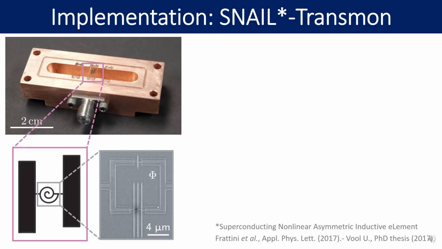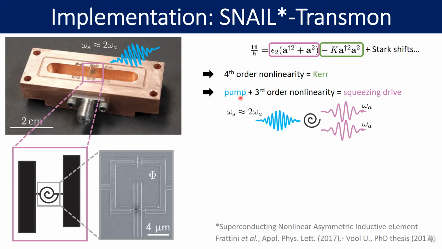which additionally can be threaded by a magnetic flux bias. We use this to engineer the nonlinearity of our system in order to implement the Hamiltonian that I showed you earlier, where the 4th order nonlinearity of our system directly implements the Kerr, and then the 3rd order nonlinearity combined with a microwave pump that we apply is going to give us the squeezing drive. We simply apply this pump at 2 times the mode frequency, and a photon at 2 times omega A through 3-wave mixing gets converted into 2 photons at the mode frequency omega A. We also get Stark shifts when we apply this pump, which we calibrate out in our experiment.